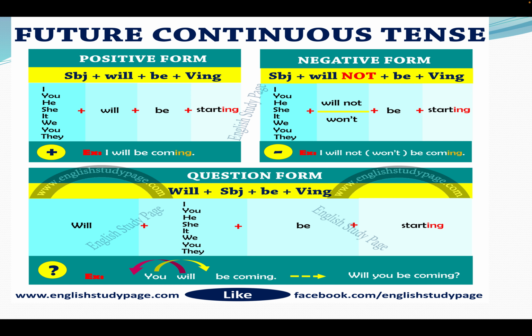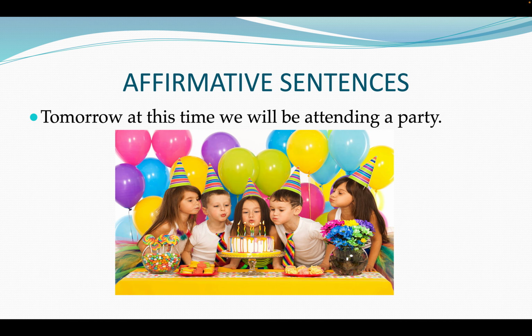And for the question form, the syntax is will plus subject plus be plus ing form. For example, will you be starting? So like this we use the future continuous tense. Let me take some examples. So for the affirmative sentences, tomorrow at this time we will be attending a party.